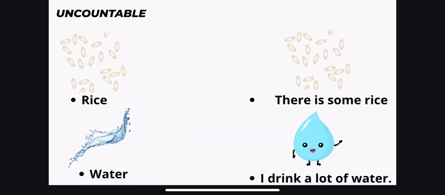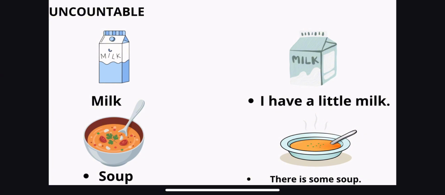These are rice and water. They are uncountable nouns. For example, there is some rice and I drink a lot of water. This is milk and soap. They are uncountable nouns. For example, I have a little milk and there is some soap.